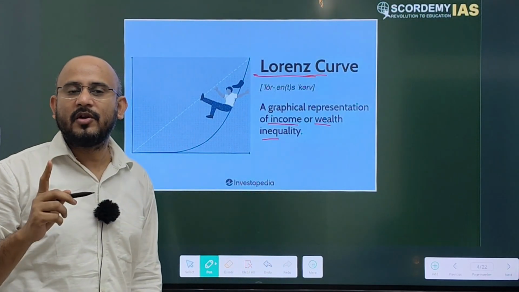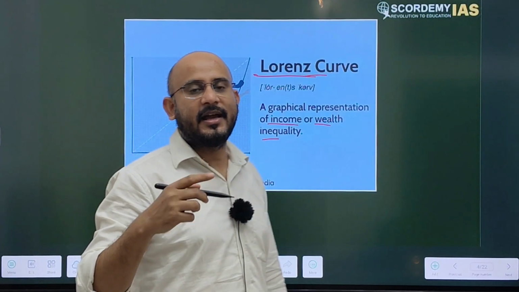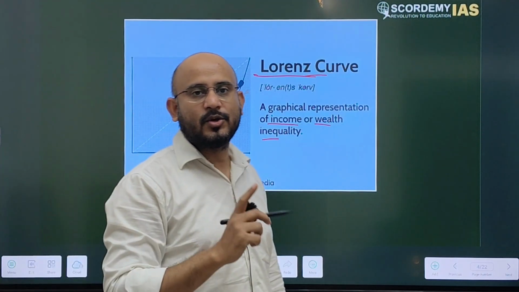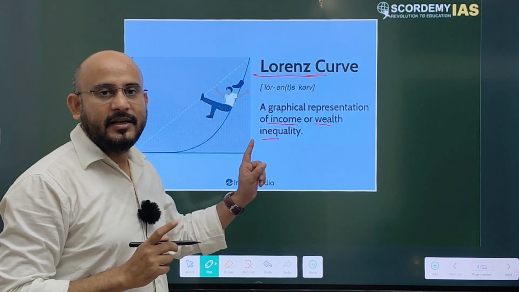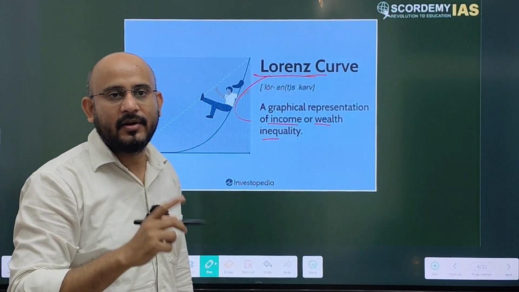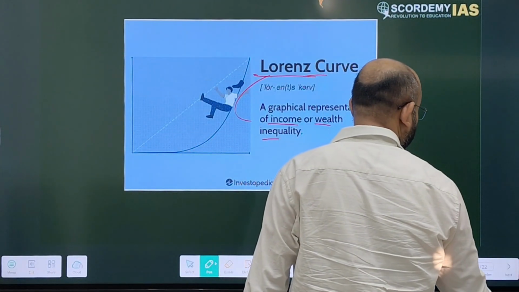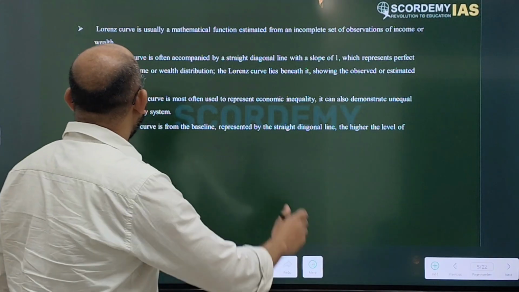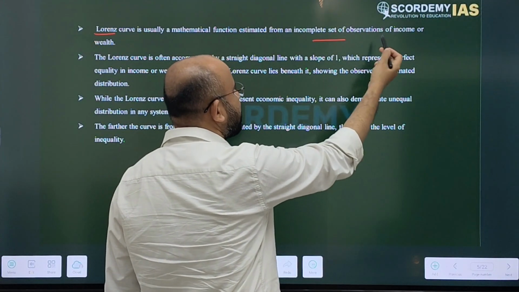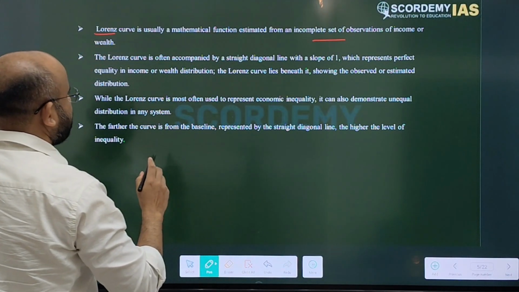Look at the Oxfam inequality report, where you will find lots of data, and you can use that data in your mains. You will also be able to solve most prelims questions, but please read the inequality report of Oxfam. The Lorentz curve speaks about income and wealth inequality as a graphical representation. It is usually a mathematical function estimated from an incomplete set of observations of income or wealth.